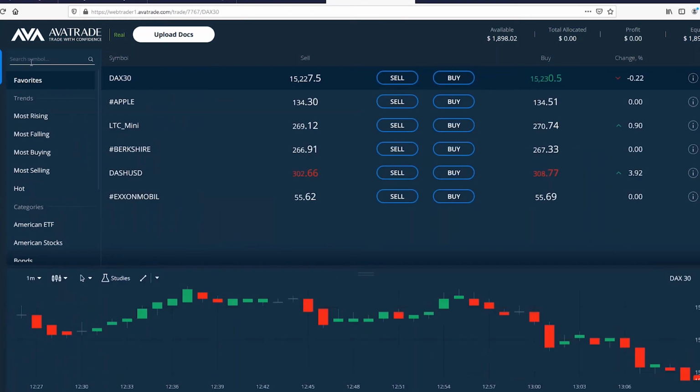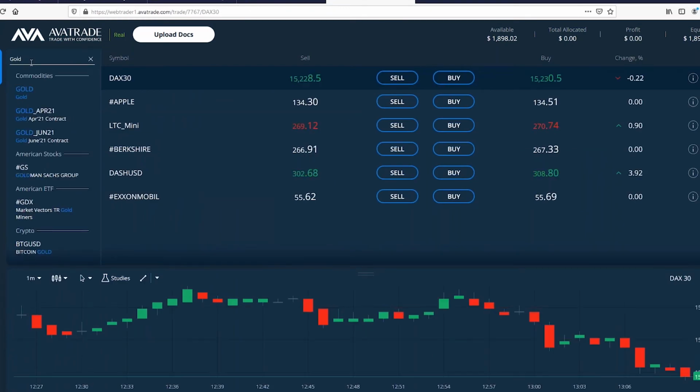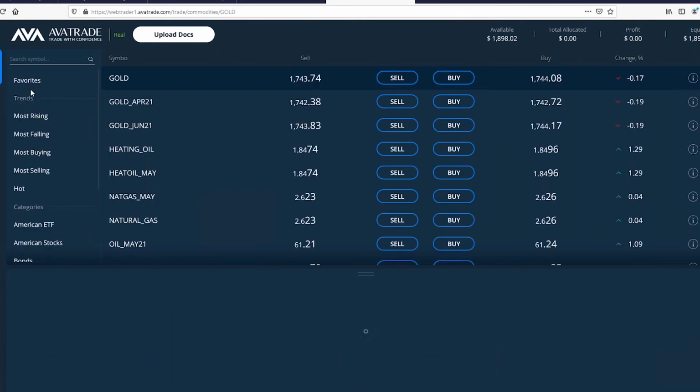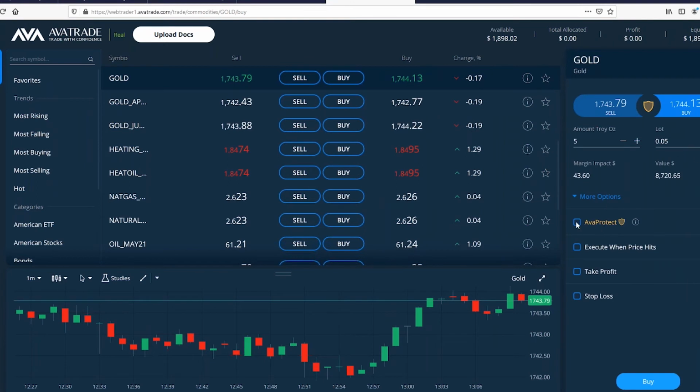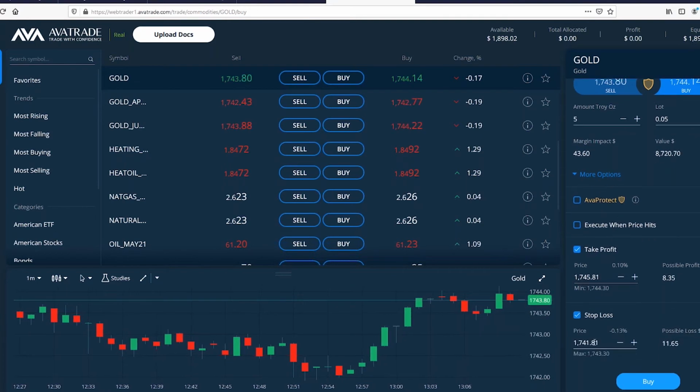Real quick, if you were going to place a trade on something that has AvaProtect on it, or any instrument for that matter, you'll see our risk management features, and you'll see AvaProtect on those select items: gold, silver, and FX pairings. So if I select one of those instruments, click buy or sell, you see AvaProtect. You see the stop loss and take profit features. As you put your take profit price, it tells you how much you'll profit. As you put your stop loss price, it tells you how much you're risking. And you can adjust that with the trade size. It'll adjust the risk and potential profit.